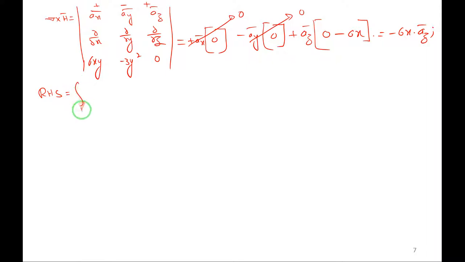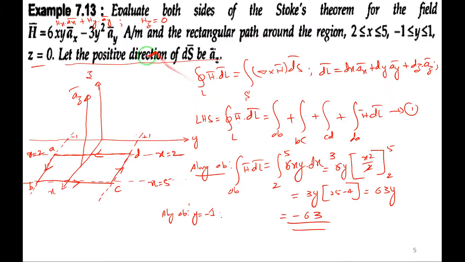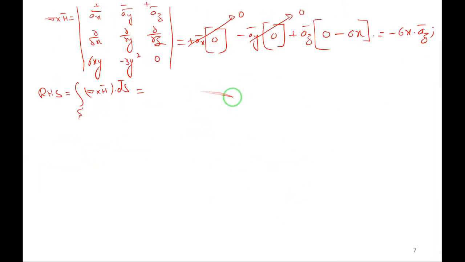So surface integral of del cross H into dS. So del cross H we know. What is dS we have to take. For this, they are given in the problem. Let the positive direction of dS vector be az. Means this I have taken, right? dS along z direction. So next I want differential surface area along z direction.